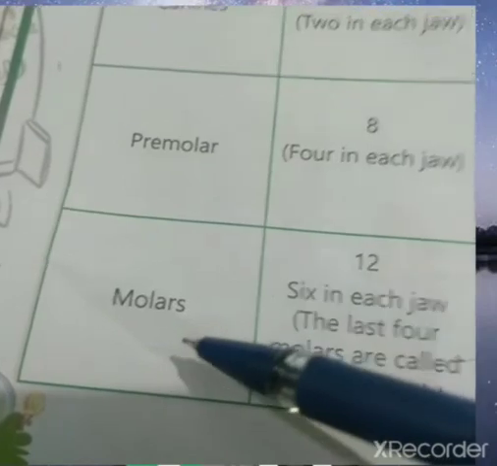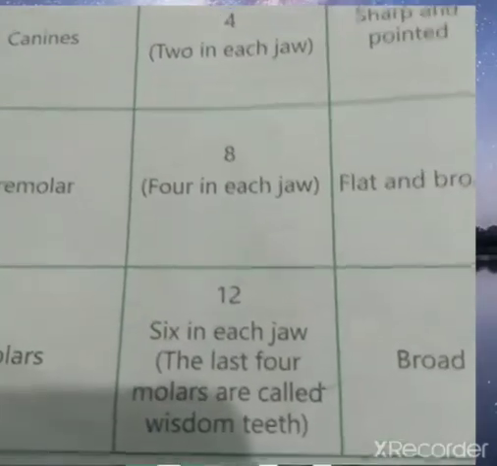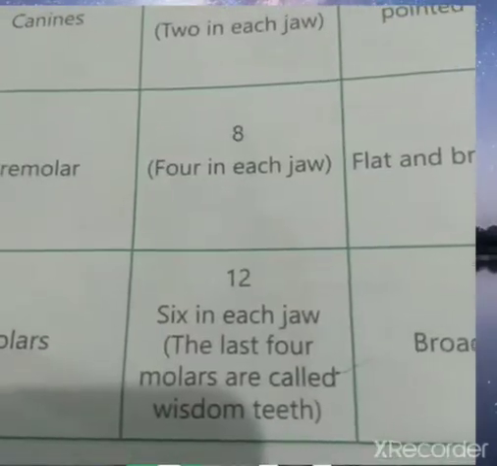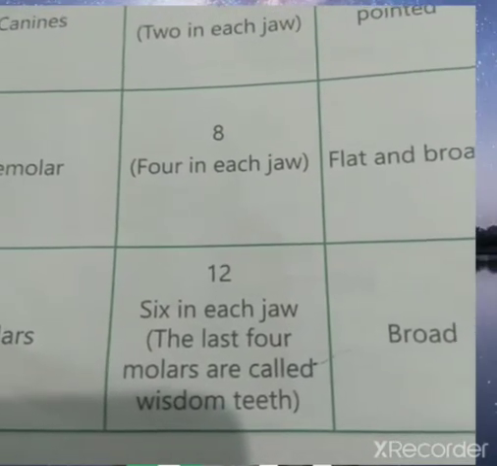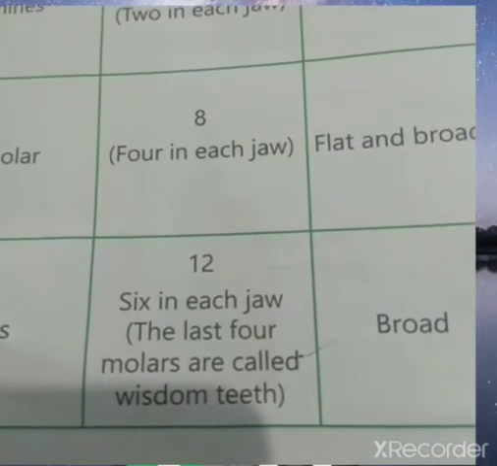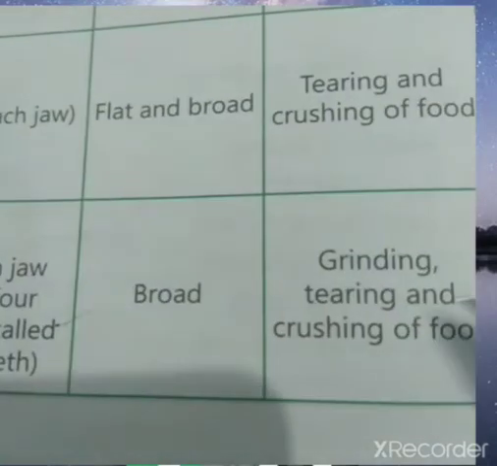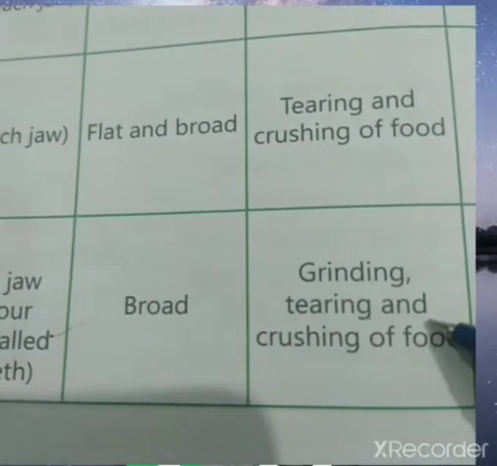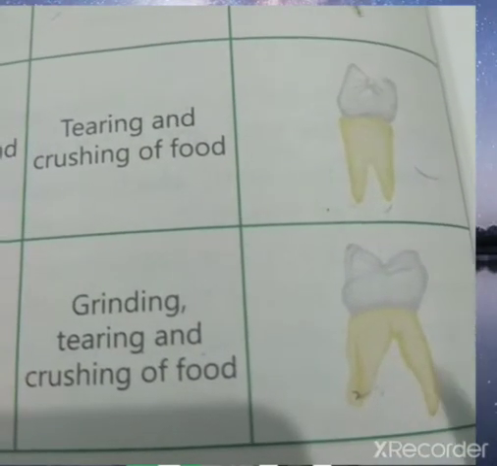And fourth is molars. It is 12 in number, 6 in each jaw. That means 3 left side, 3 right side in the upper jaw, and 3 left and 3 right in the lower jaw. The last 4 molars are called wisdom teeth. It is broad, for grinding, tearing, and crushing of food.